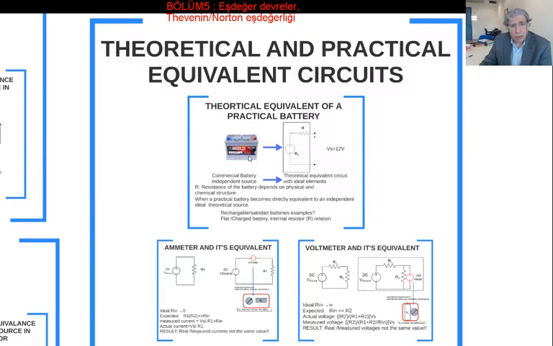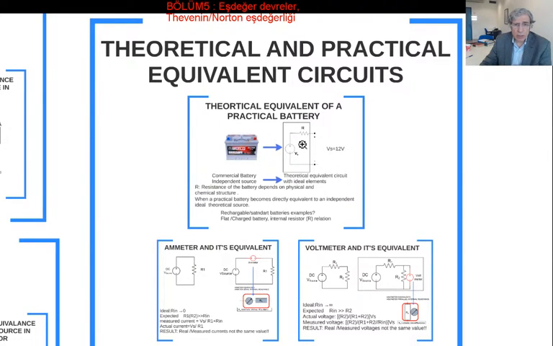This is an accumulator, a commercial battery that we use in cars. The equivalent circuit of this practical independent source is a voltage source in serial with a resistor. That resistor value represents the physical and chemical material within this equipment. The independent voltage source is 12 volts, so the ideal independent source is here.